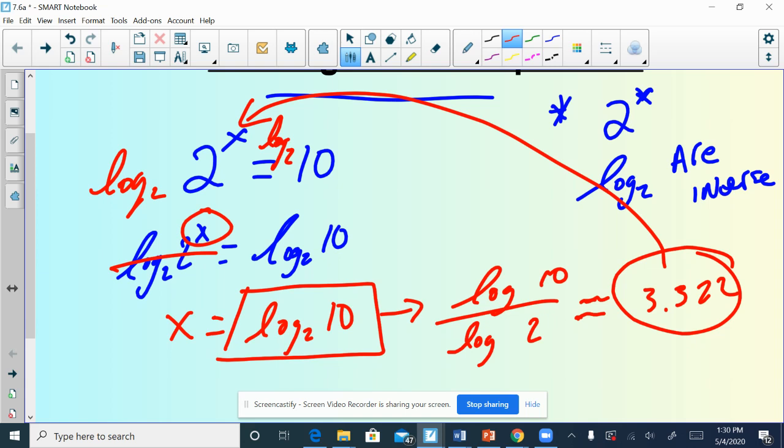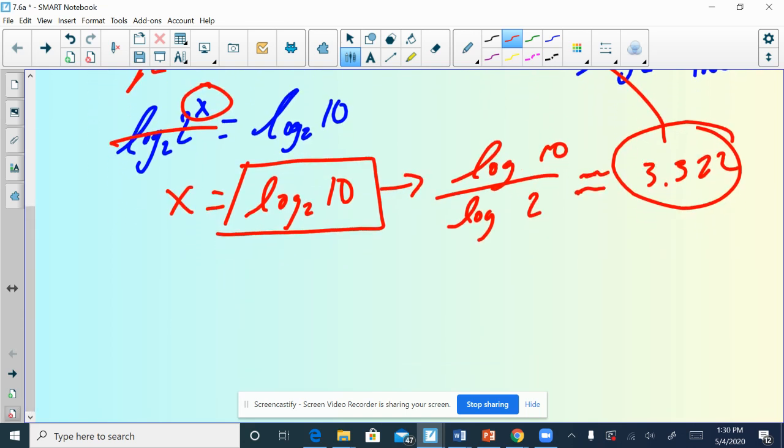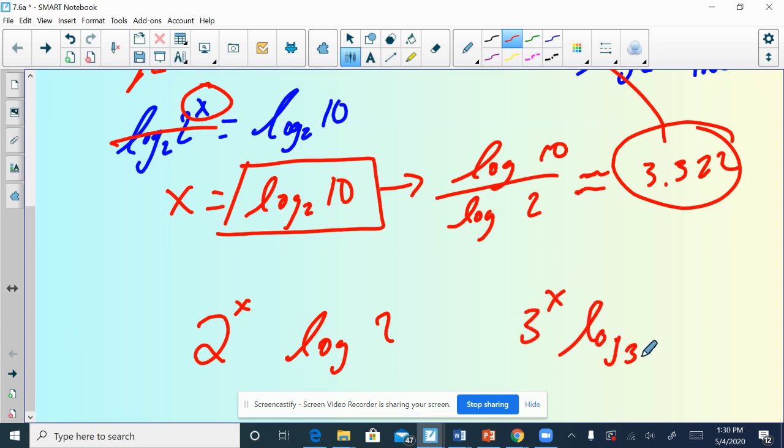So that's one of the key ideas that we need to know as we proceed in 7.6, that 2 to a power and log base 2 are inverses of each other. We need to expand this though. 3 to a power and log base 3 are inverses of each other, right? We can keep going with any set of numbers as long as the base of the exponent and the base of the log match.